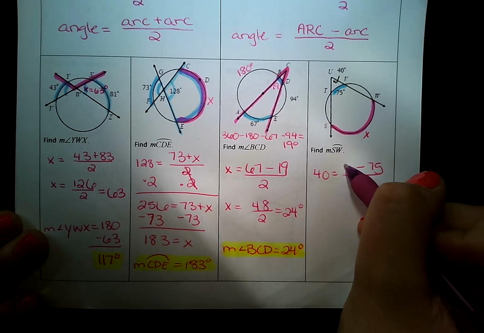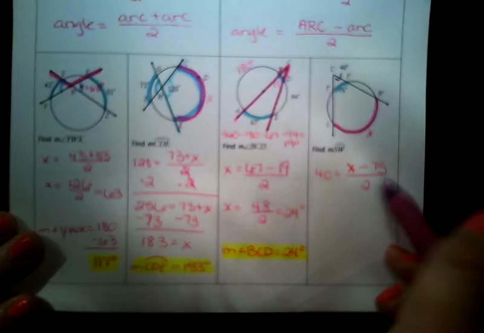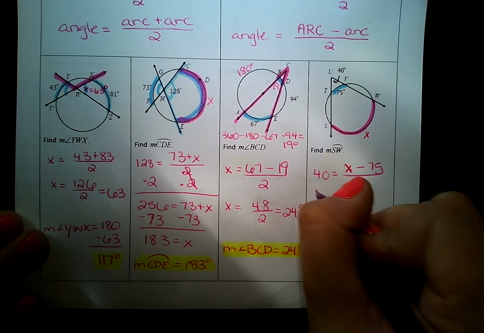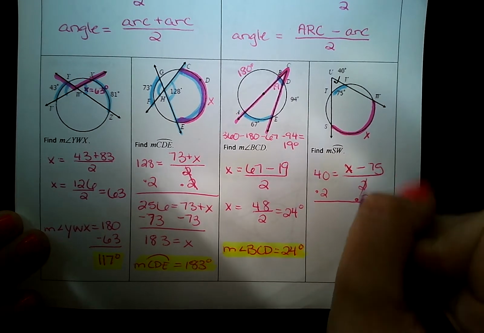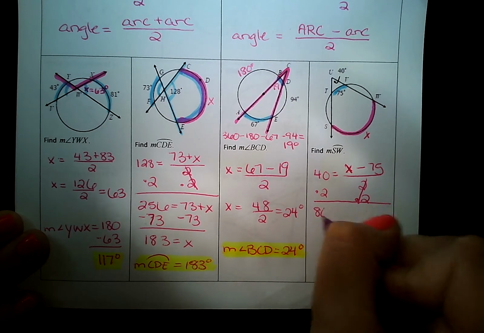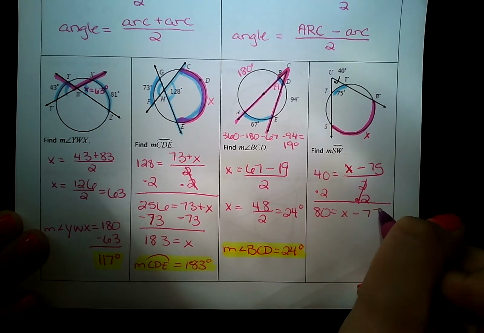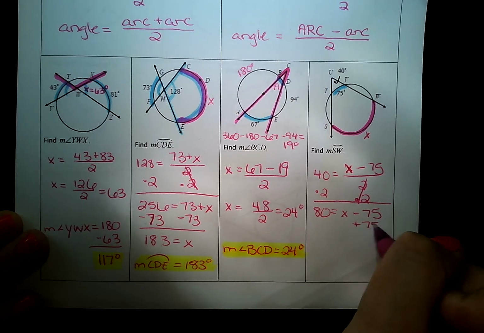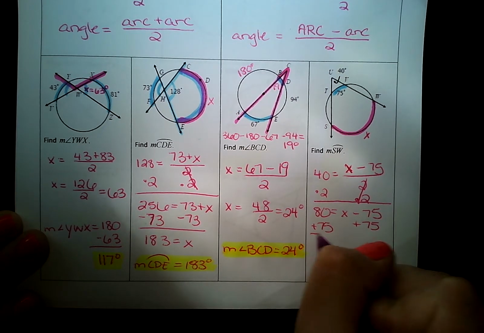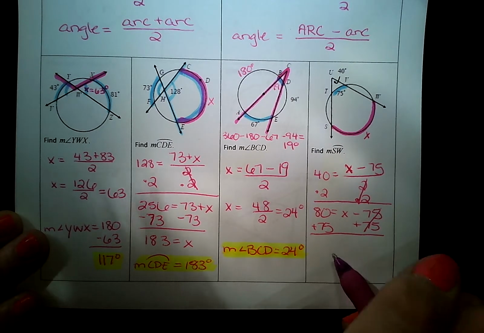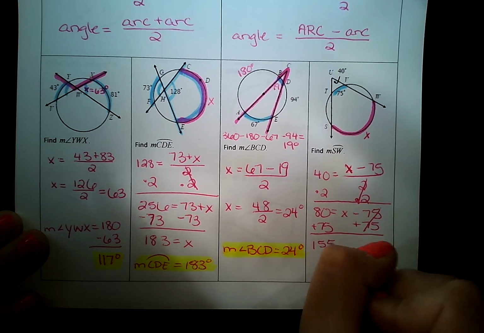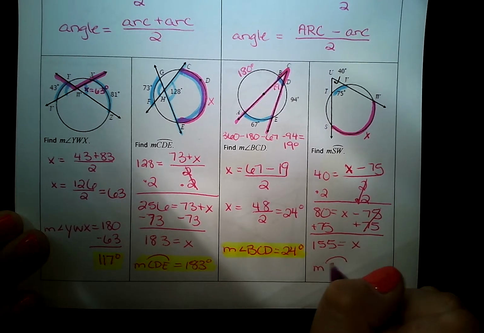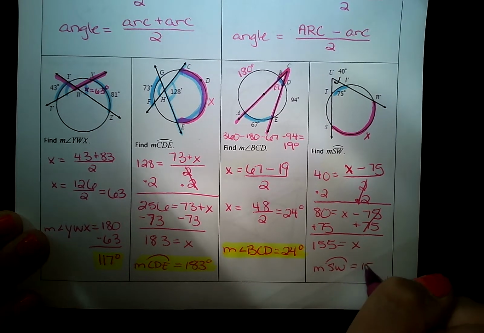I need to get this x all by itself, which means I need to get rid of the division of 2. I'm going to multiply by 2 to get rid of the divide by 2. Those are inverses of each other. 40 times 2 is 80. Now I need to get rid of a subtract 75, so I'll add 75. 80 plus 75 is 155. So we've just found the measure of arc SW, 155 degrees.